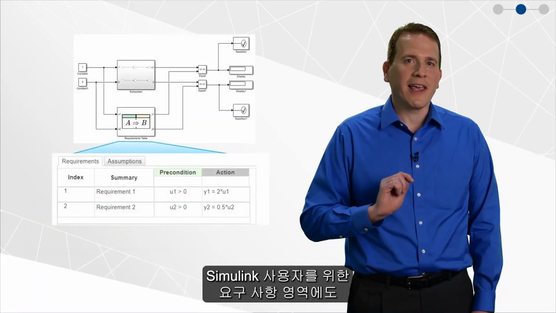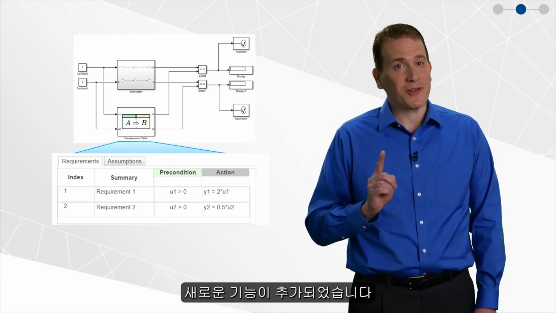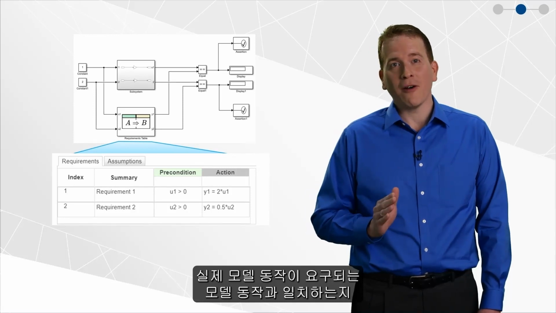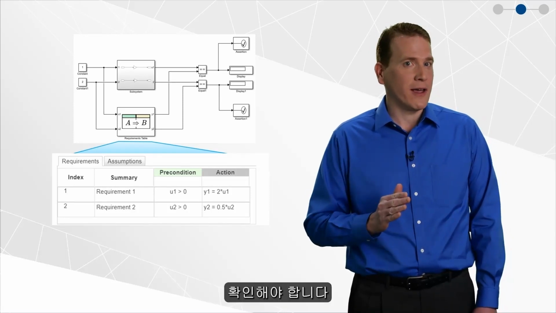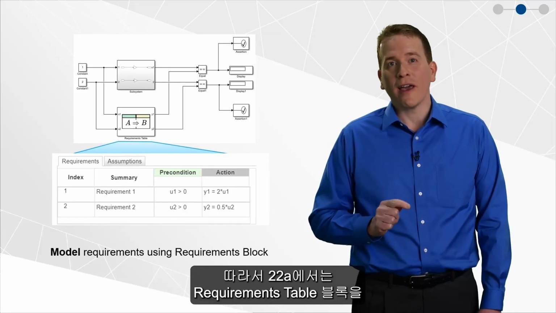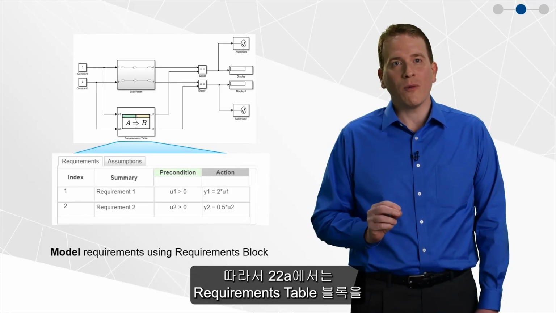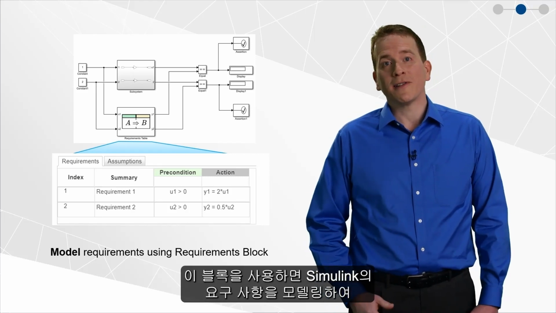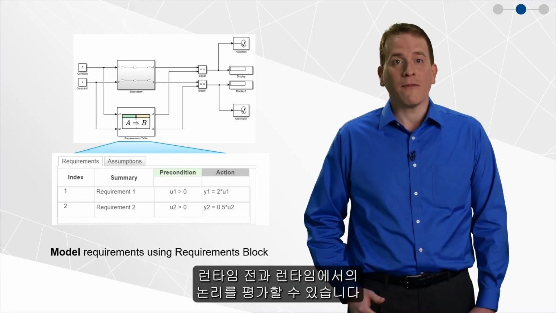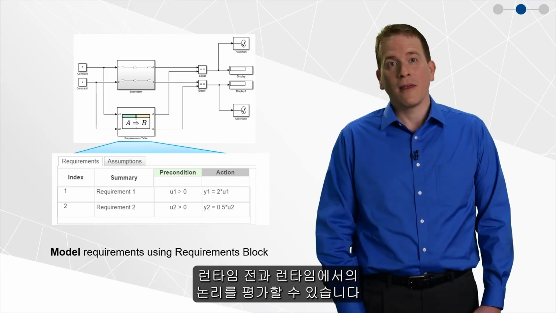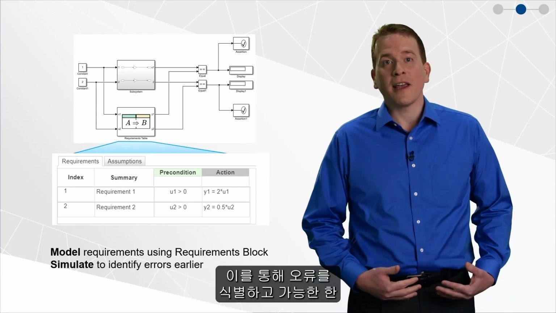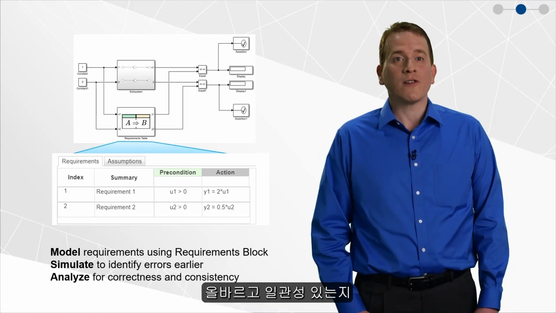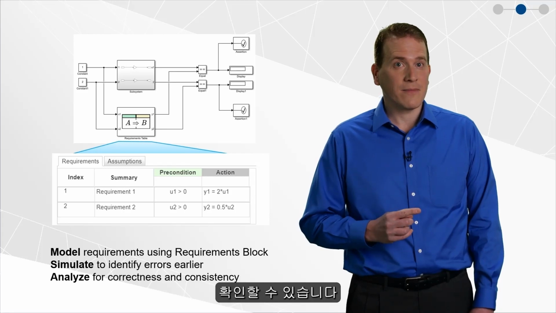We have something new in the area of requirements for Simulink users too. When you're designing your models, you want to make sure that the actual model behavior matches the required model behavior. So in 22a, we're introducing the requirements table block to do just that. With this block, you can model requirements in Simulink to evaluate logic both before and at runtime. That way, you can identify errors and fix them as early as possible, and be assured that your design requirements are both correct and consistent.